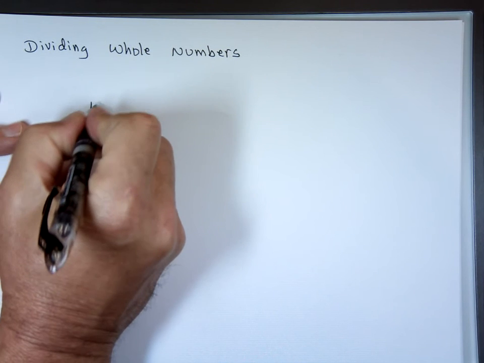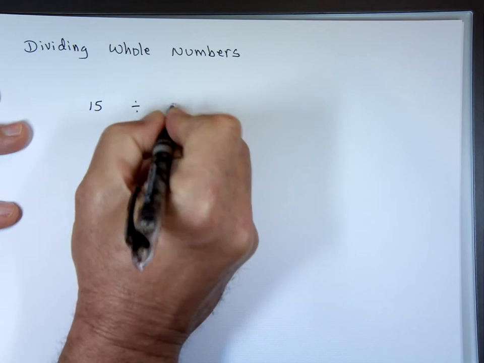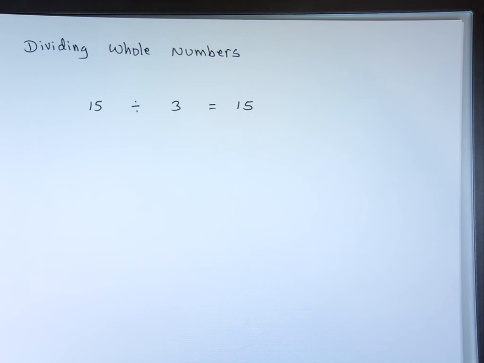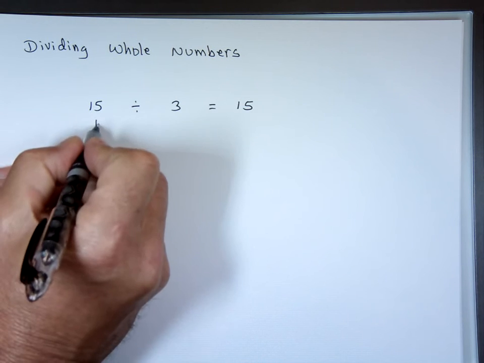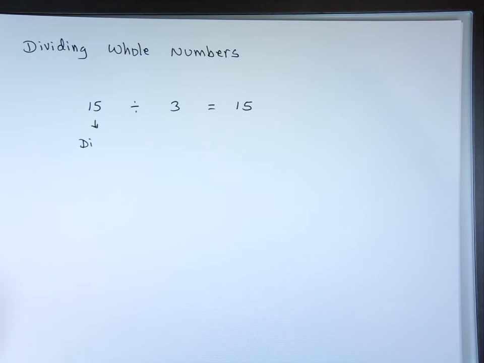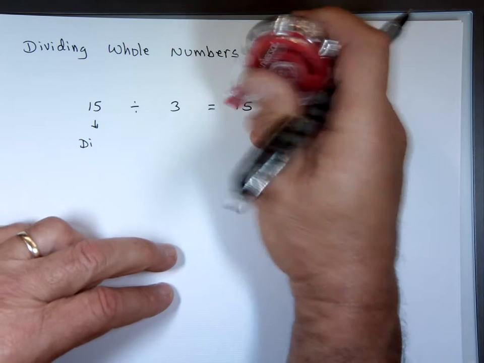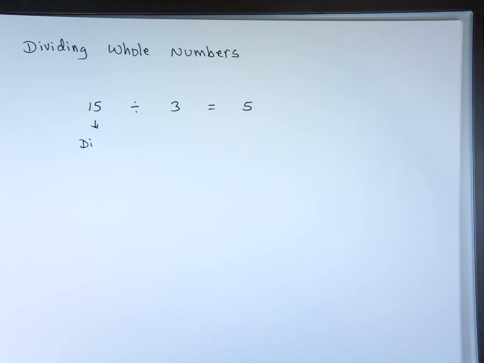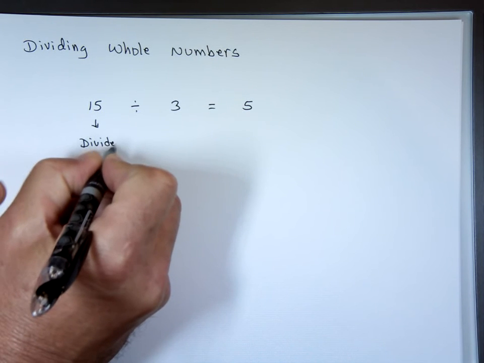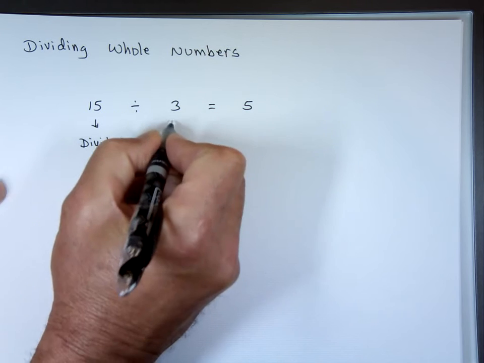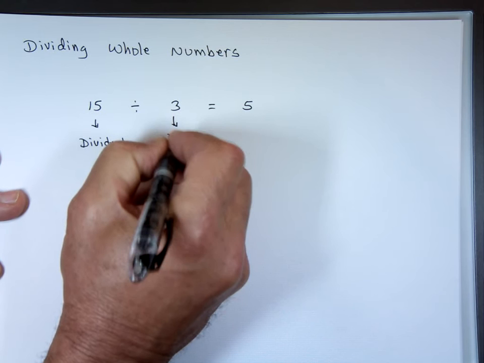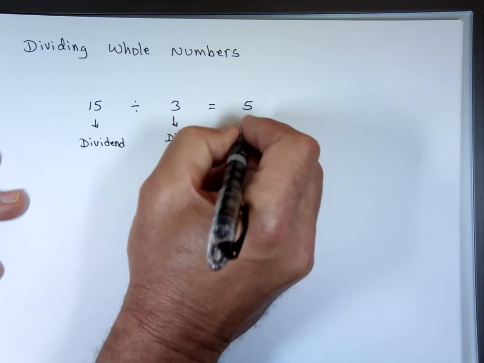If you say 15 divided by 3 equals 5, we have names for them. The 15 is known as the dividend. The 3 is called what? Divisor. And the answer is called the quotient.